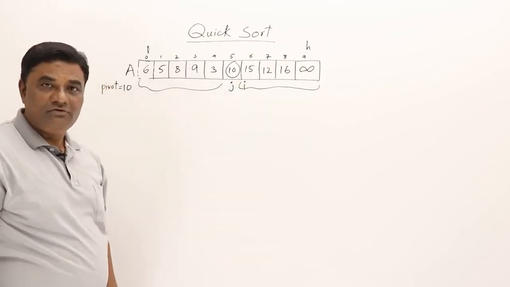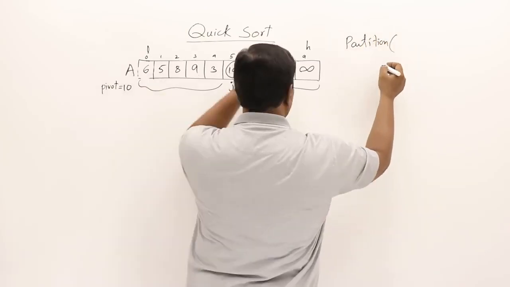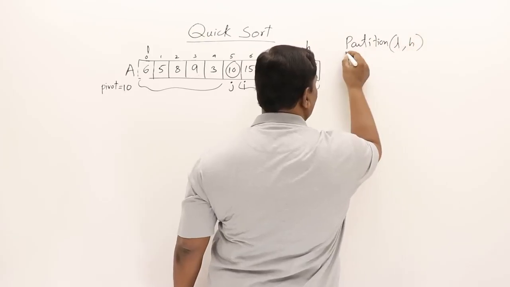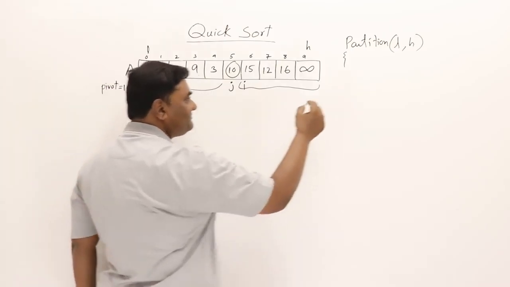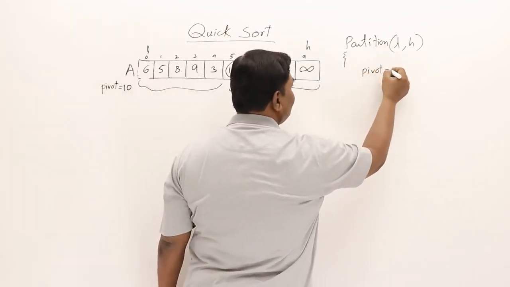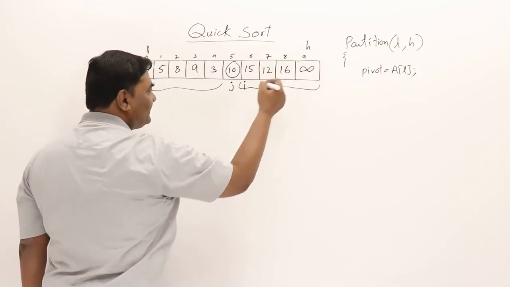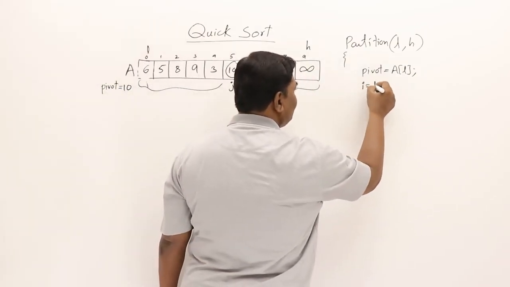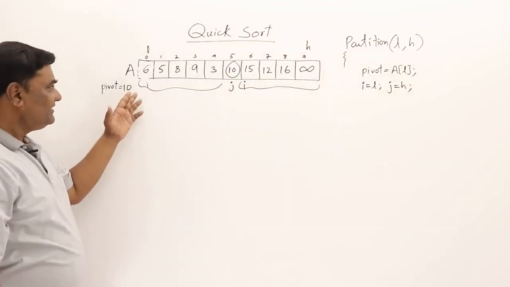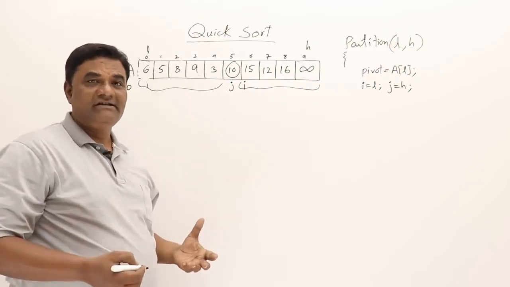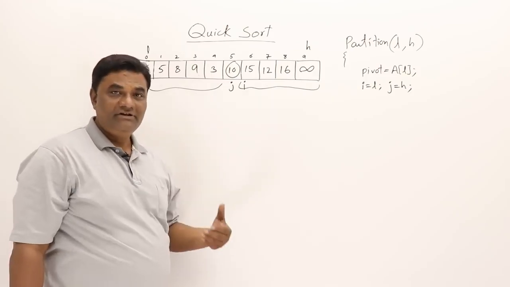Let me write a piece of code for this. Partition. It takes low and high as parameters. Then what does it do? Select the first element as pivot. So pivot is A of low. Then i was starting from here, j was starting from here. So i will be at low and j will be at high. Then what we did with i was incrementing until it finds an element greater than the pivot. So it was incrementing if the element is smaller than or equal to the pivot.